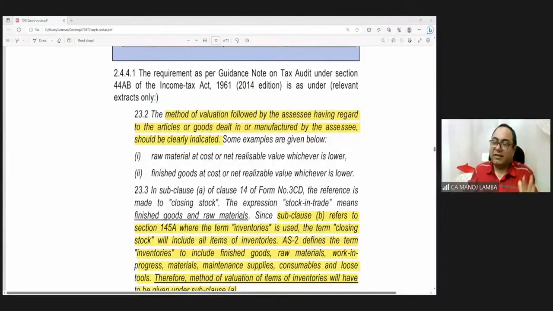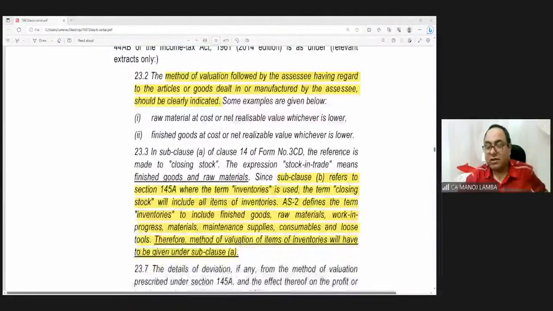Accounting Standard 2 defines the term inventory to include finished goods, raw material, WIP, materials, maintenance supplies, consumable, loose tool. Therefore, method of valuation of all items of inventories will have to be given in subclause A. The common mistake we are doing, we are putting a single remark for all items of inventory, that is cost or net realizable value, whichever is less.